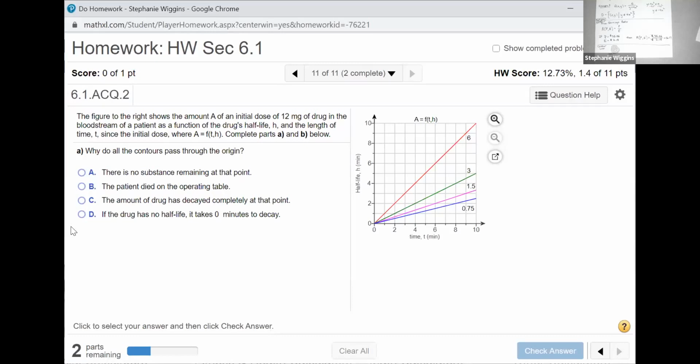So asking the question now, why do all the contours pass through the origin? There are a number of ways of interpreting that. Basically, let's see, if the drug has no half-life, then it's not going to have to decay. It takes 0 minutes to decay. Obviously, option B is not the correct answer. The patient died on the operating table. No, that's not the right answer. The amount of drug has decayed completely at that point. I would just say D is the correct answer.